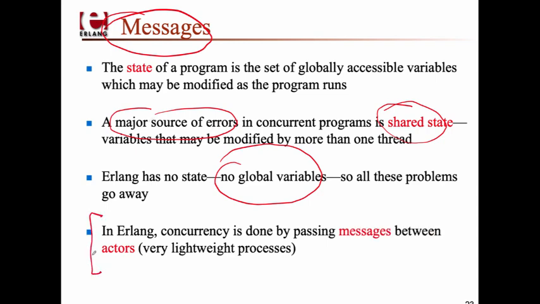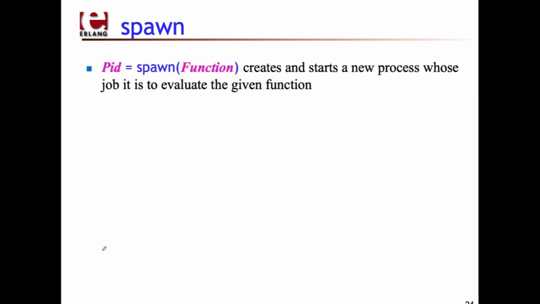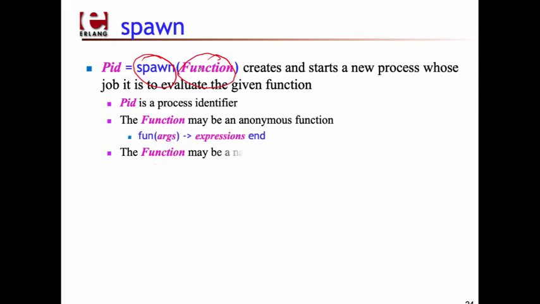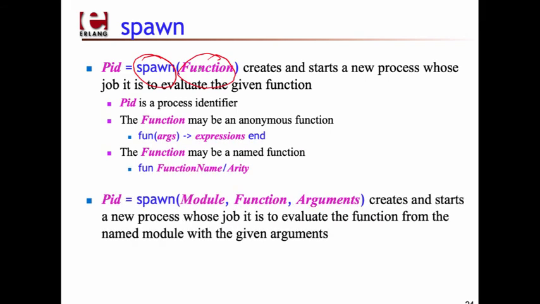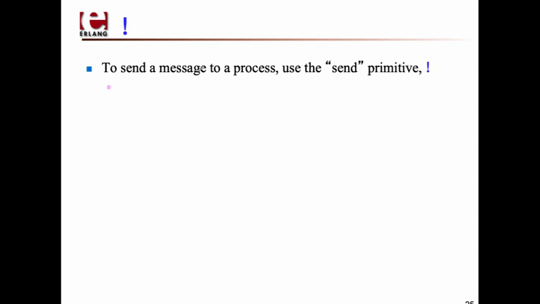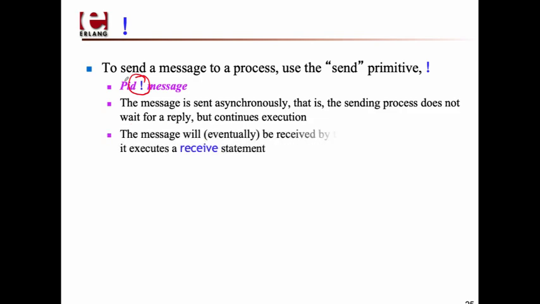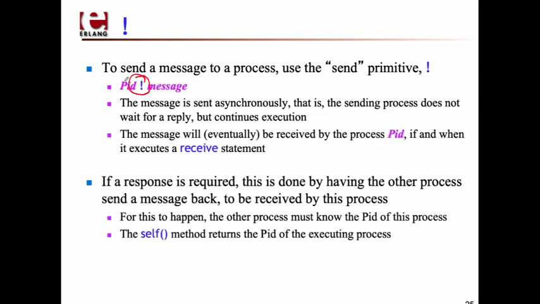Concurrency is done by passing messages between what they call actors, which are very lightweight processes. To create a new process, like a new port object, Erlang has a function called spawn, and you give it the state transition function. Basically, the function might be anonymous. A simple example of this: the send operation is an exclamation point, called bang. Let me show you an example of this very quickly.